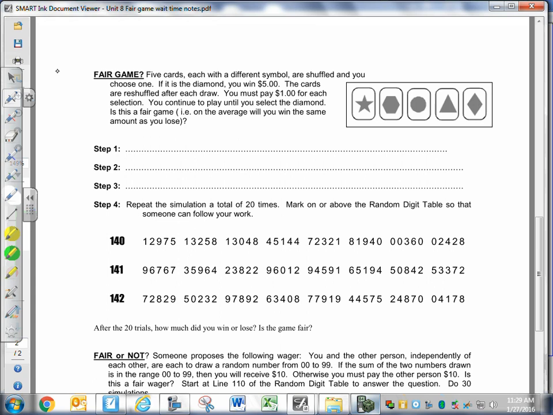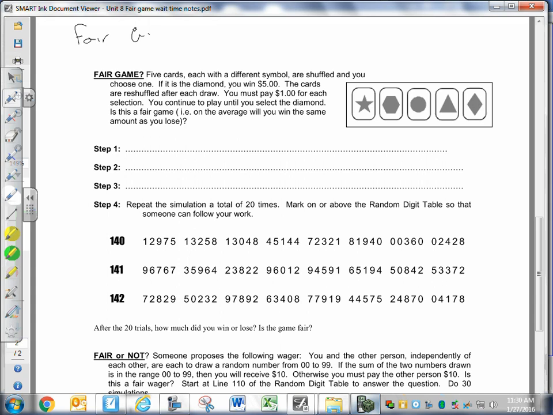Which is why in roulette, there's not 25 black numbers and 25 red numbers, and there's just 50 total numbers. 25 red, 25 black, one green zero, and one extra double green zero. So that the probability of it landing on a red is not one half. And the probability landing on a black is not one half. It's actually less than one half. So that's how the house wins. Okay, so that's what it means by a fair game.